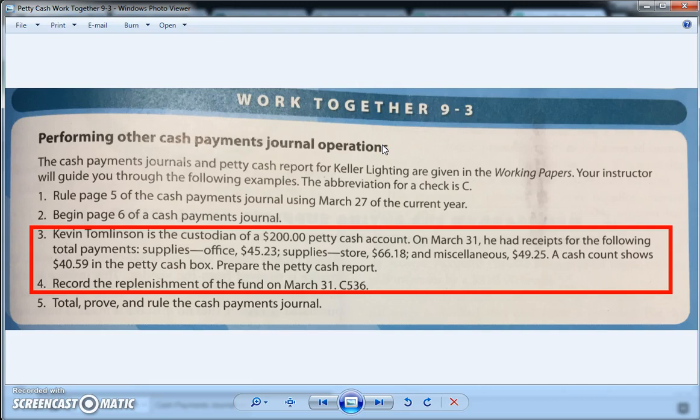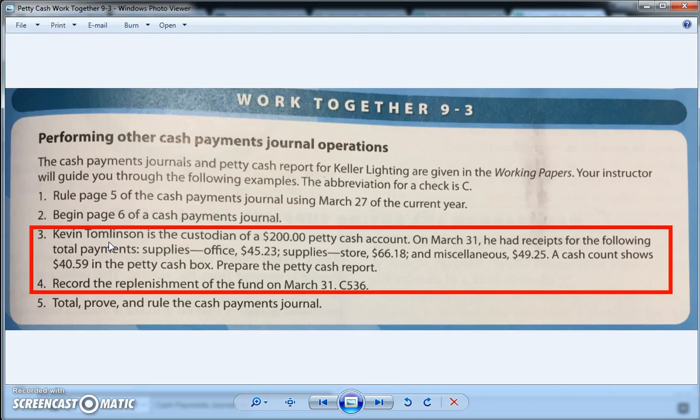Your petty cash fund is usually for a specific amount. I can see that in this particular example, the amount is $200. And Kevin Tomlinson is what we call the custodian of the petty cash account. Most likely, Kevin Tomlinson is either an accountant or possibly a manager at this corporation.